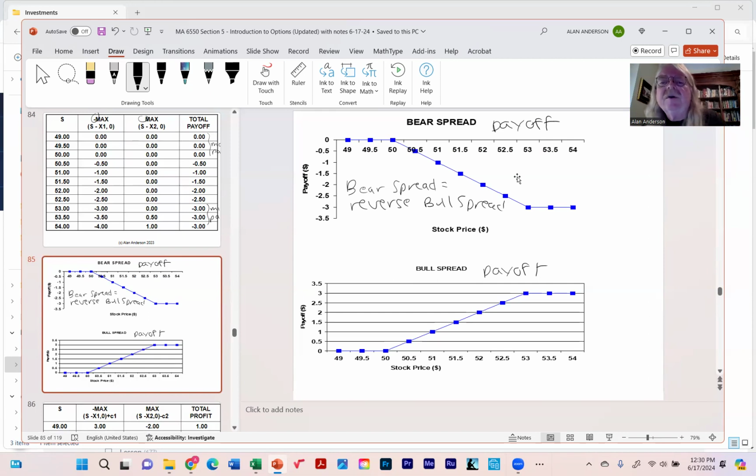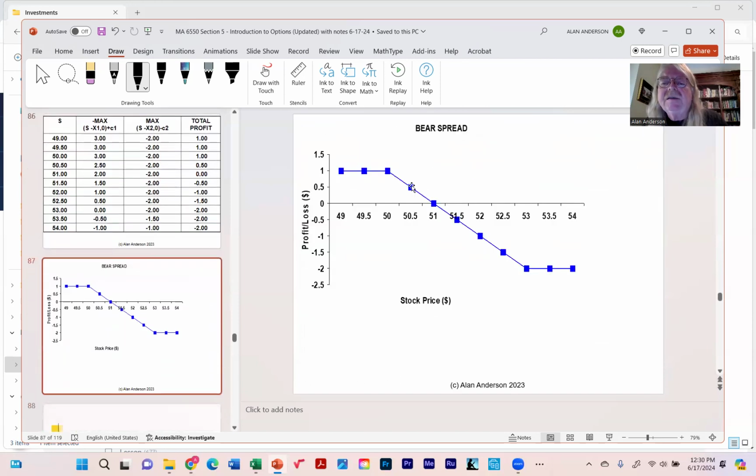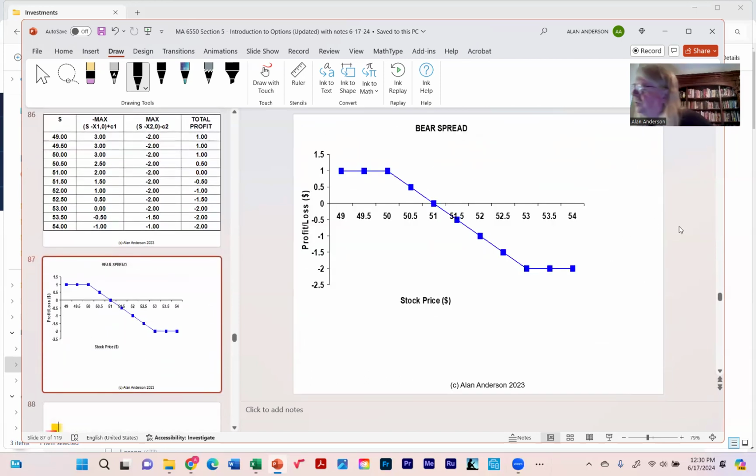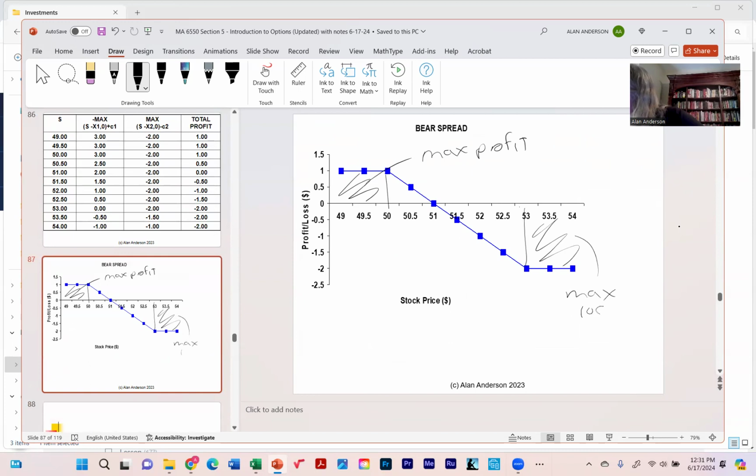Now, that doesn't look very appealing, but again, once you take into account the fact that you earned $1 from this position, you'll see that this is what it looks like. So here's your maximum profit. And here's your maximum loss. So this trader is cautiously pessimistic about the stock. They think it's going to go down, but not much below 50 because otherwise they're losing all that potential. So cautiously pessimistic.